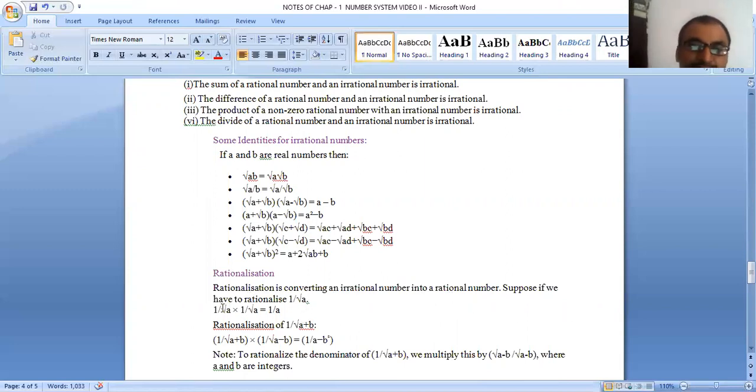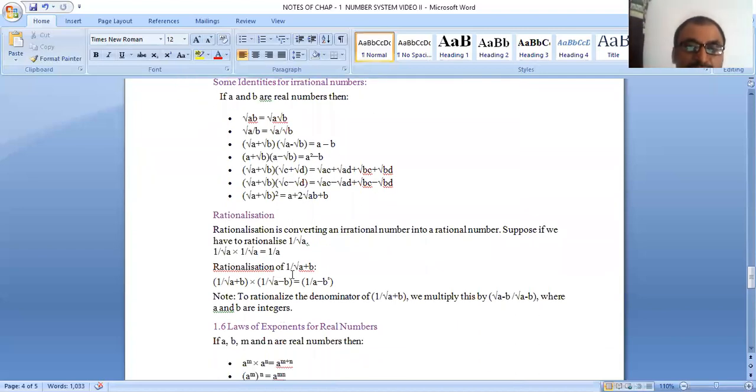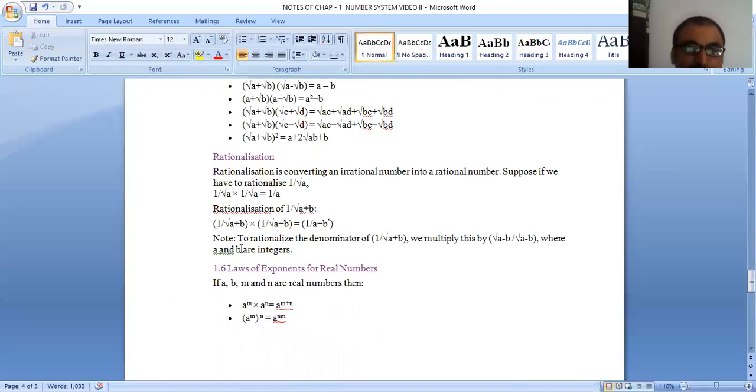Suppose we have to rationalize 1 by root a. Then we can write 1 by root a into 1 by root a. So the product of numerators is 1 into 1, which is 1, upon the product of denominators, root a into root a, which is a. Clear? Now rationalization of 1 upon root a plus b form. Now 1 upon root a plus b into 1 upon root a minus b.